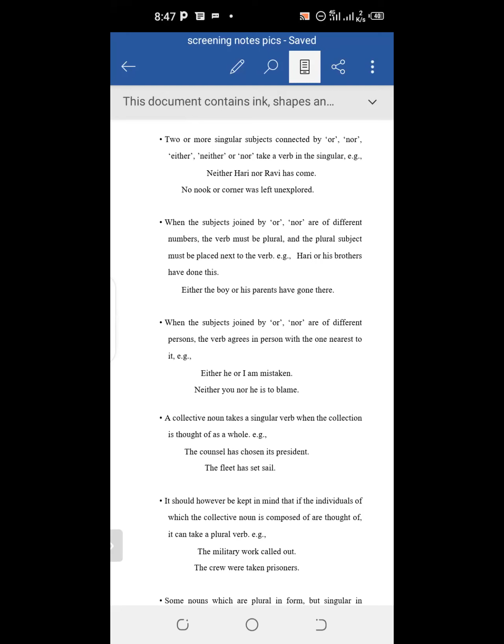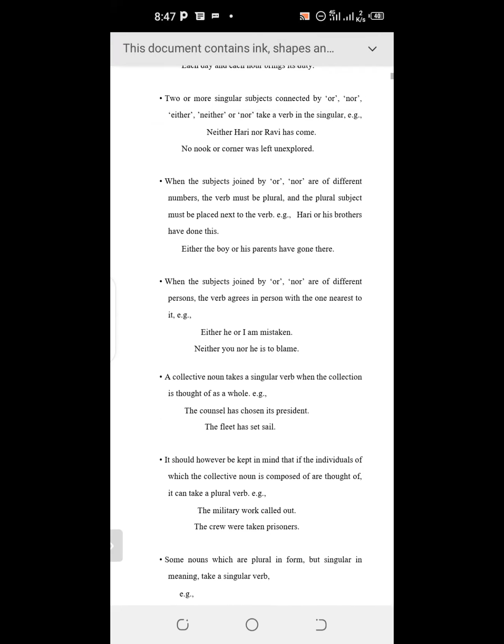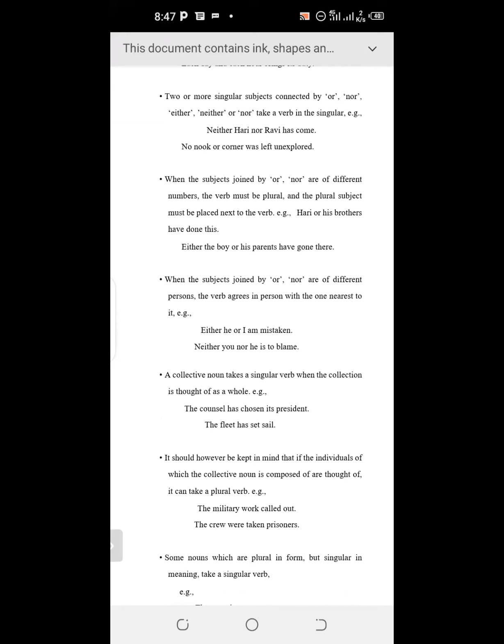And if the subjects are different, meaning one subject is singular and the other subject is plural, then you will have to go for the plural subjects. For example, here Harry is singular, his brothers is plural. तो अगर आप कहेंगे कि जहां पर और आता है और, तो और के साथ तो हम हमेशा सिंगुलर ही लगाते हैं, तो यहां पर भी सिंगुलर लगेगा. So here you will commit a mistake. यहाँ पर आपकी गलती होगी.